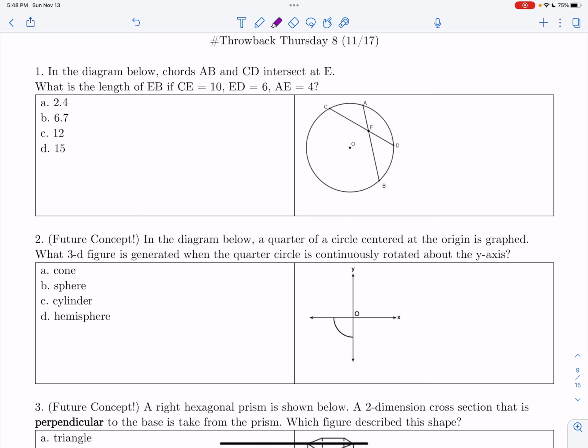Alrighty, this is problem set number 8, and for the first one, you are given segments, and it tells you that CE is 10, ED is 6, AE is 4, and you want to find EB. So 10 times 6 is equal to 4 times x. That's going to give you 15 once you solve for x.